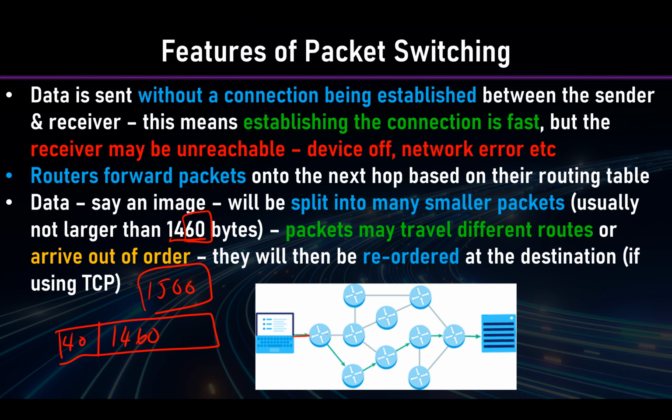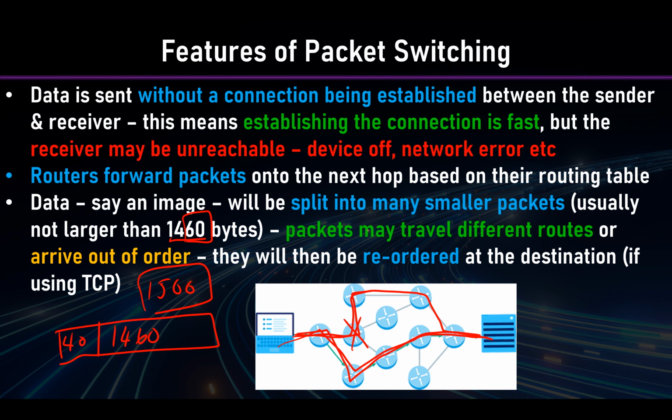Of course, packets can travel different routes. One can go this way, another one can go this way. So the advantage of that is that it's going to be reliable, because let's say this device, this router, stops working. Then rather than going this way, instead it's just going to go this way, as we saw.